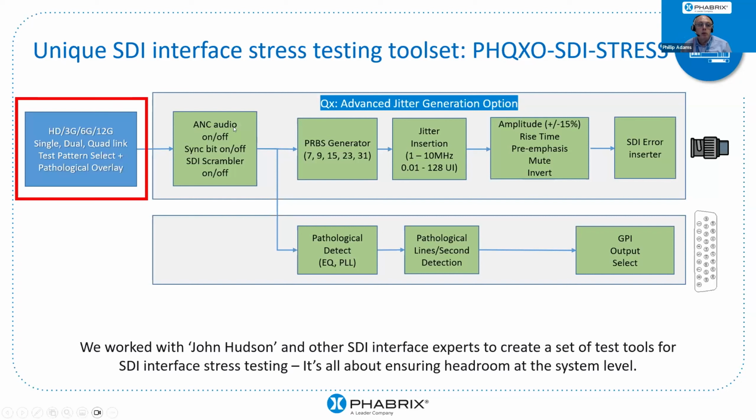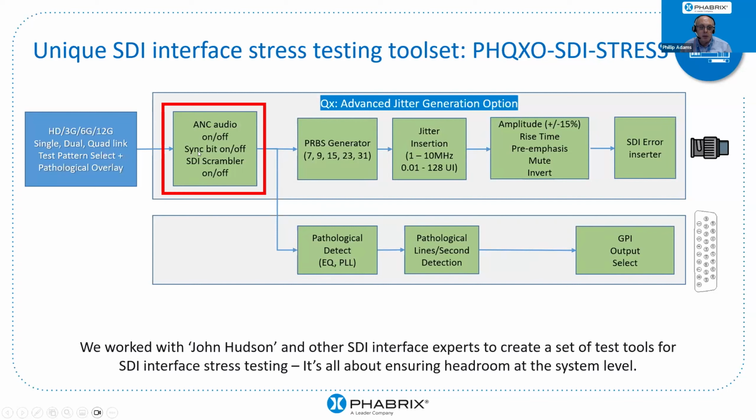So normally you'd be generating HD, 3G, 6G, 12G. You'd want signals to be single link, dual link, or quad link. And you choose your test pattern and whether you've got pathological, etc. So you choose that, but then you've got a whole lot of things that you can modify.